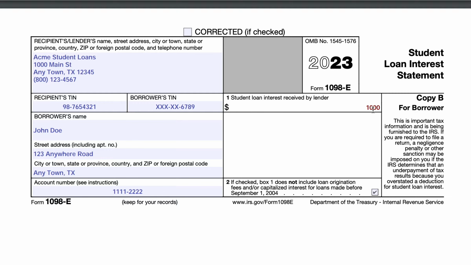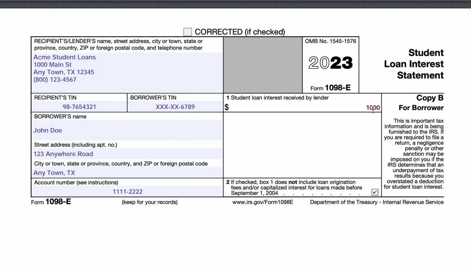You can find that information either in IRS Publication 970, which is Tax Benefits for Education, or you can go to our article. We'll put a link in our show notes to the article, or you can go to teachmepersonalfinance.com, type in IRS Form 1098-E, and you'll see an example of how you would be able to allocate student loan interest based on your student service statement.